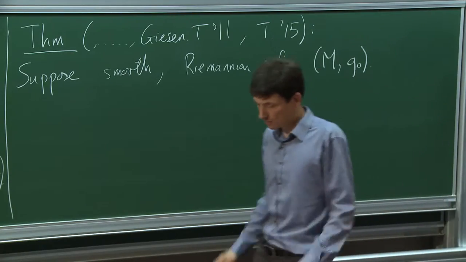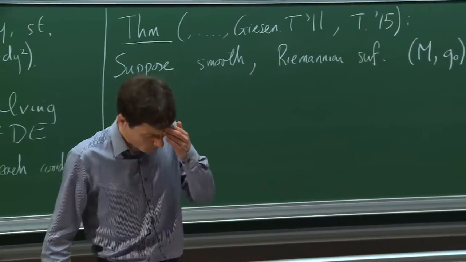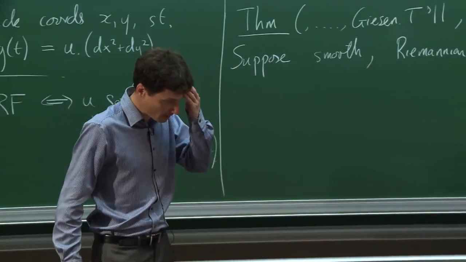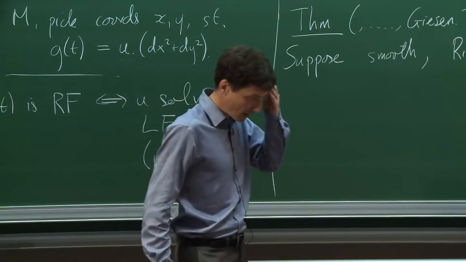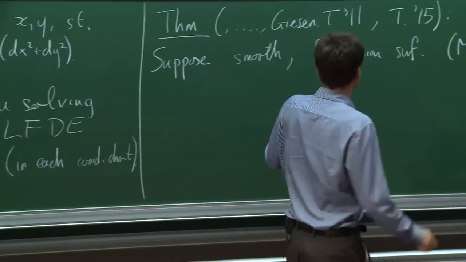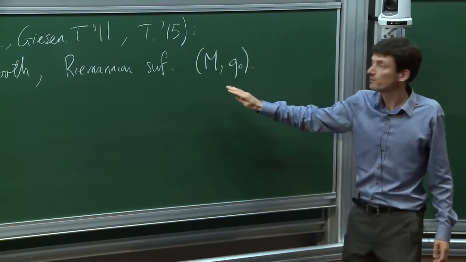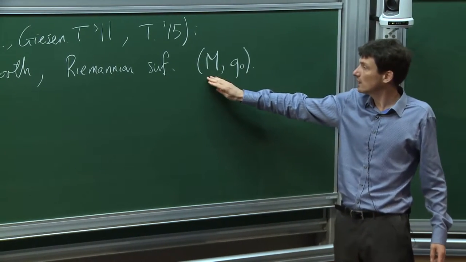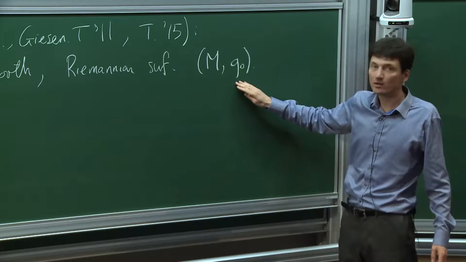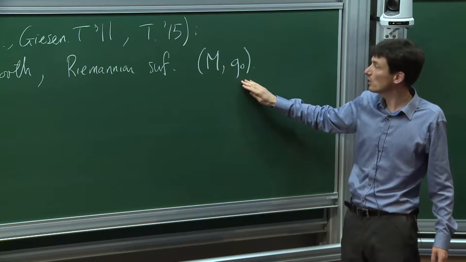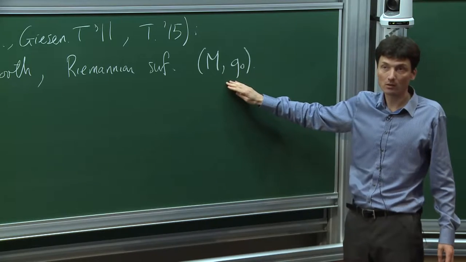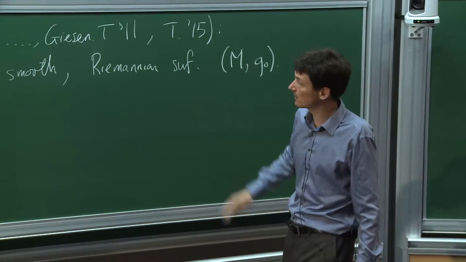Well, I want to run a Ricci flow from that. But because this is going to be quite a general result, let me point out how general before I write anything else down. We're not assuming that this is a closed surface. We're not assuming that it has bounded curvature. We're not even assuming that it's complete. So really just anything.